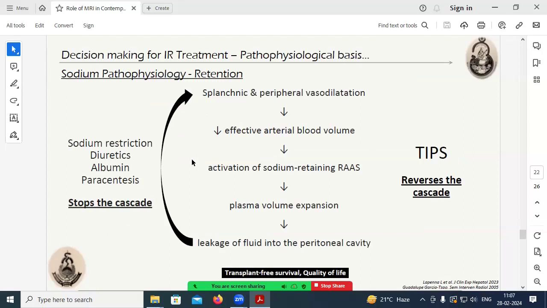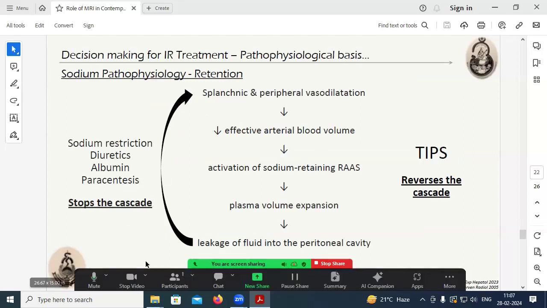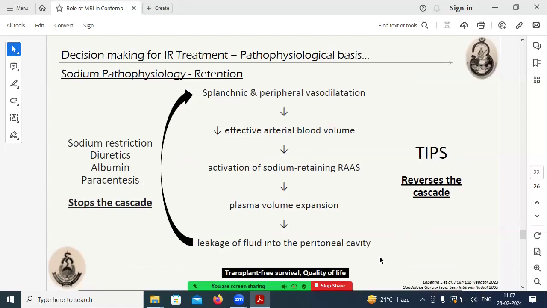Sodium retention is obviously again a function of the activated renin-angiotensin system. The cascade of sodium retention can be halted by conservative measures, but if we do a successful shunt creation, we can actually reverse this cascade and bring it back to normal. So by conservative measures you can just halt the cascade, and by shunt creation you can actually reverse the cascade and reset it back to normal homeostasis and offer a better quality of life to the patient.